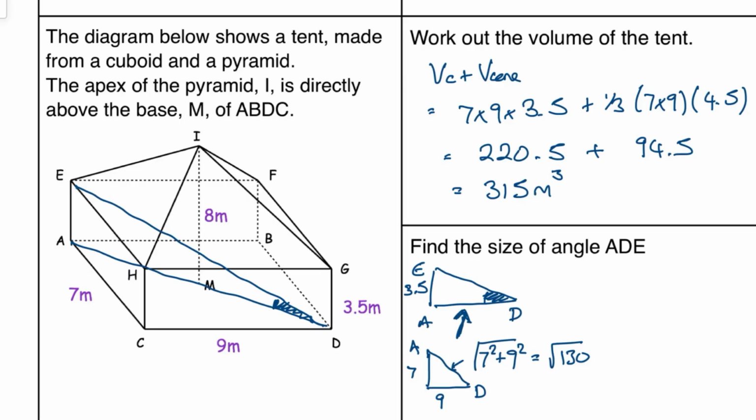So in other words, my angle, well, it's opposite and adjacent, so it's tan. It's going to be tan minus 1 of the opposite 3.5 divided by the adjacent root 130, and this is going to give me shift tan minus 1 of 3.5 over root 130, 17.0149, etc. In other words, I'm going to call it 17.1 degrees.